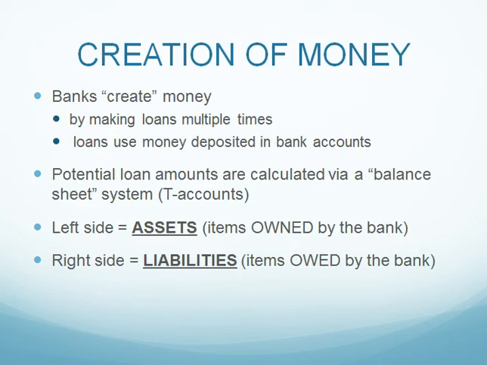So banks create money by making multiple loans. They use the money that's deposited in bank accounts as the loans, and potential loan amounts are calculated through a balance sheet system, or what's also referred to as T accounts. T accounts show on the left side assets. These are things that are owned by the bank that are credible or positive contributions towards the total value of assets, or the total items owned by the bank. And the right side of the T account are called liabilities. These are items owed by the bank.